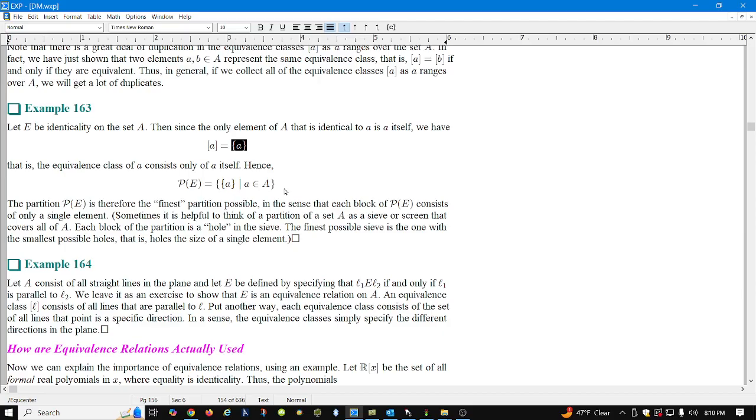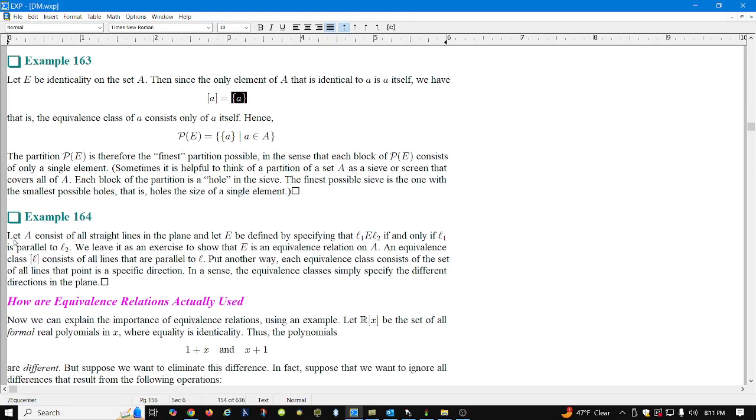Sometimes I find it helpful, and you may too, to think of a partition of a set as a sieve or a screen that sits over the set. And each block of the partition is like a hole in the sieve. The finest possible sieve is the one where each hole contains only a single element. The coarsest partition is the one block partition. The one block contains the entire set.